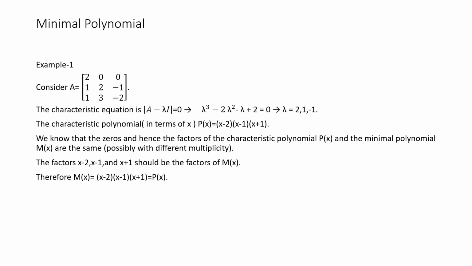Now the zeros of minimal polynomial m of x and characteristic polynomial p of x are the same. That is, the factors x minus 2, x minus 1 and x plus 1 are the factors of m of x also, possibly with different multiplicity. But here all the factors are of multiplicity 1. So they must exist in m of x also. So in this case, m of x and p of x are the same. So minimal polynomial equals x minus 2 into x minus 1 into x plus 1.